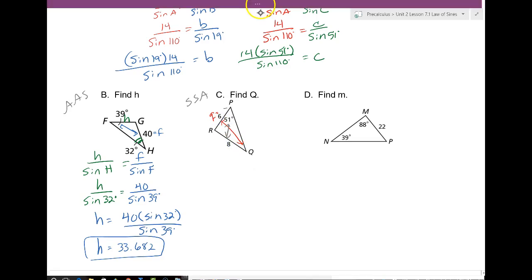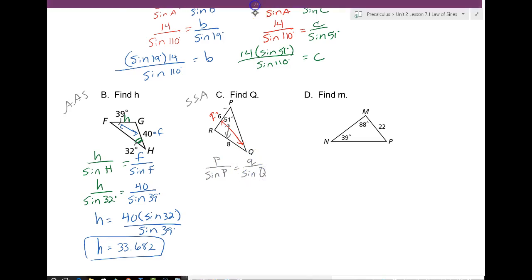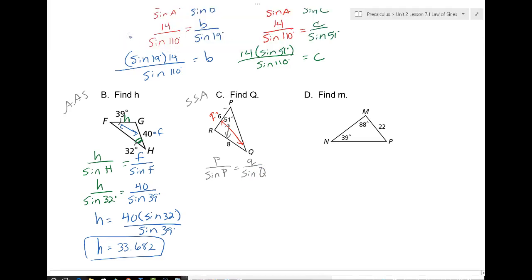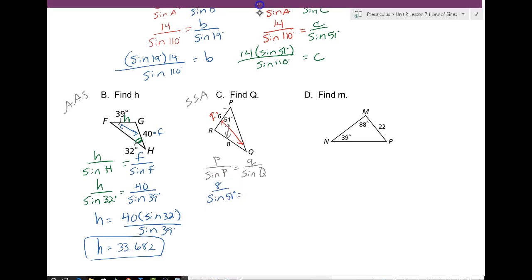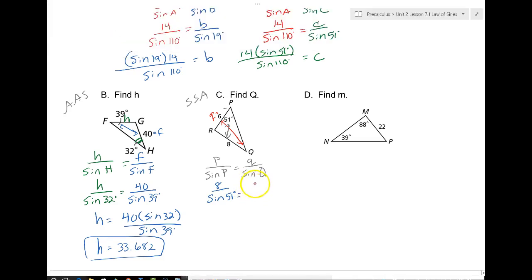So we can easily set up a proportion again. So what are we going to do? Well, we're going to end up having little p is to sine of P is the same thing as q is to sine Q. So with this, what's little p? Well, that's 8 is to the sine of 51 degrees is the same as 6 is to the sine of Q. Now notice what we're looking for this time. This time we're looking for an angle, but first things first, let's try to solve for it.